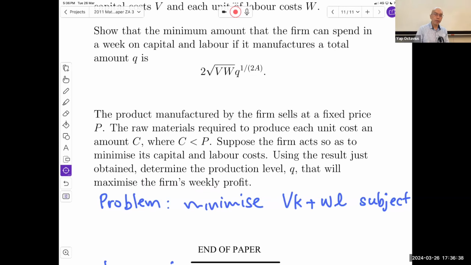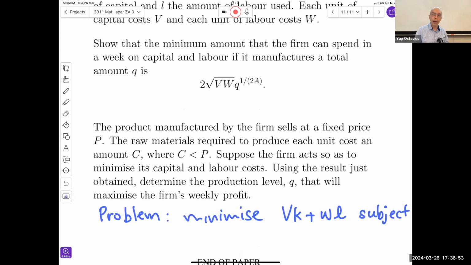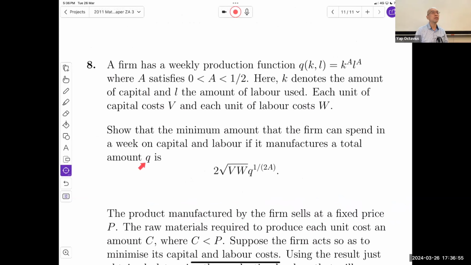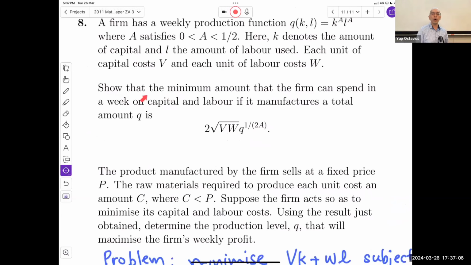Okay, so now the product is sold at a fixed price P. So you got the price. What is the revenue then? Revenue equals price times quantity, right? So price is this. Quantity where? This one. So you got total revenue already. So then where is the total cost? You want to minimize the cost. So this is the total cost.